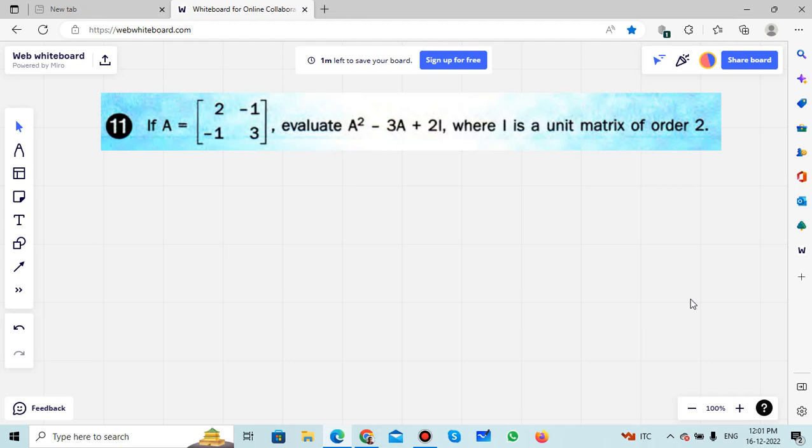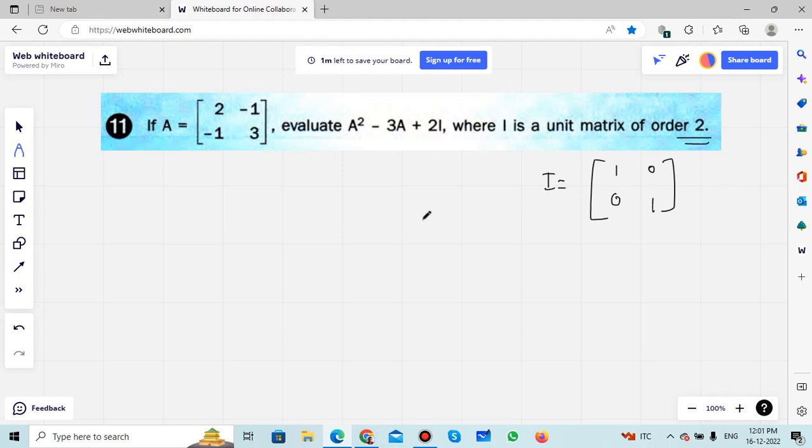When matrix A is given, then we have to evaluate A squared minus 3A plus 2 into I. You can see the letter I. I is representing what? A unit matrix. And what is a unit matrix? Unit matrix is always like this. It's of order 2 here, so it will be 1 0 0 1. Diagonally it will be 1, this way. So this is the unit matrix.